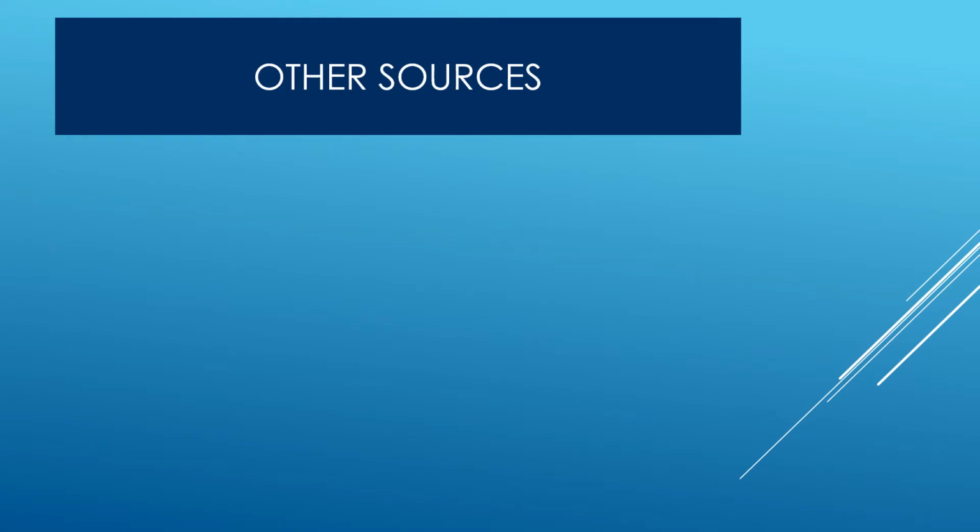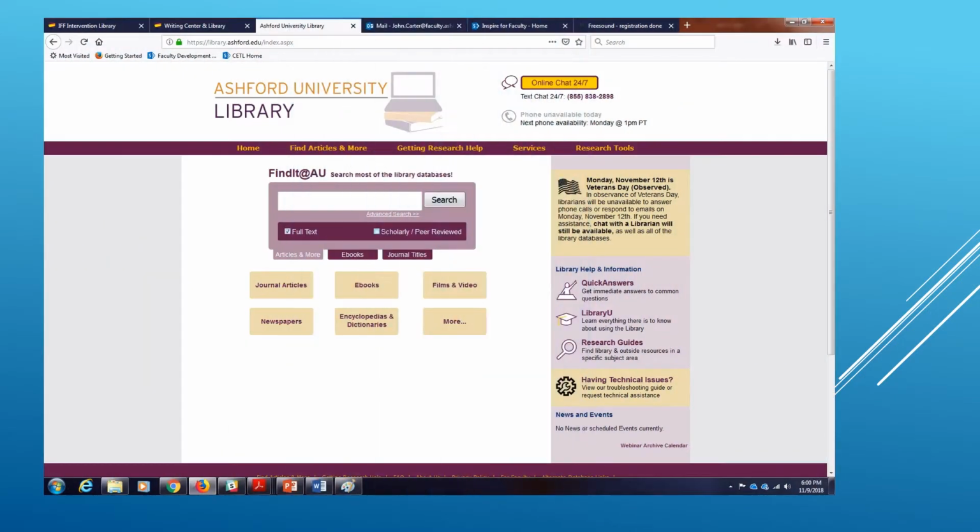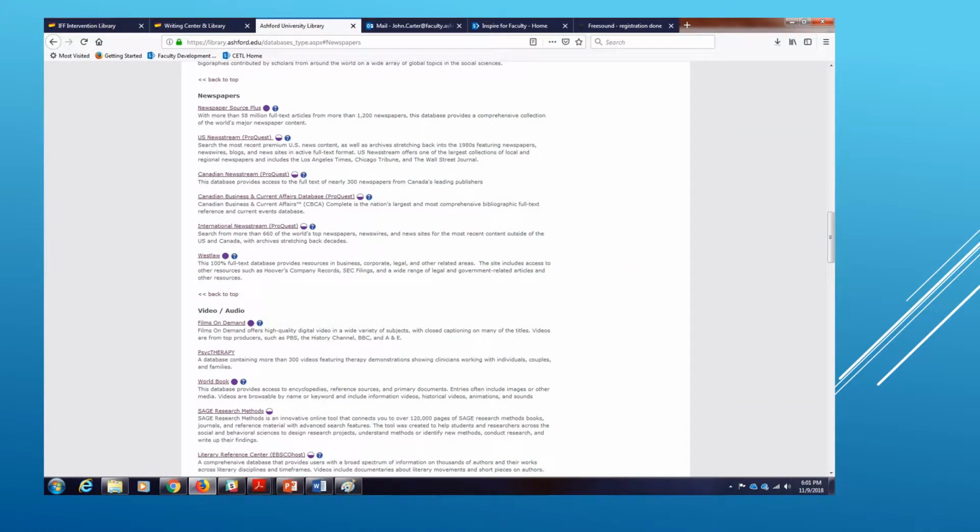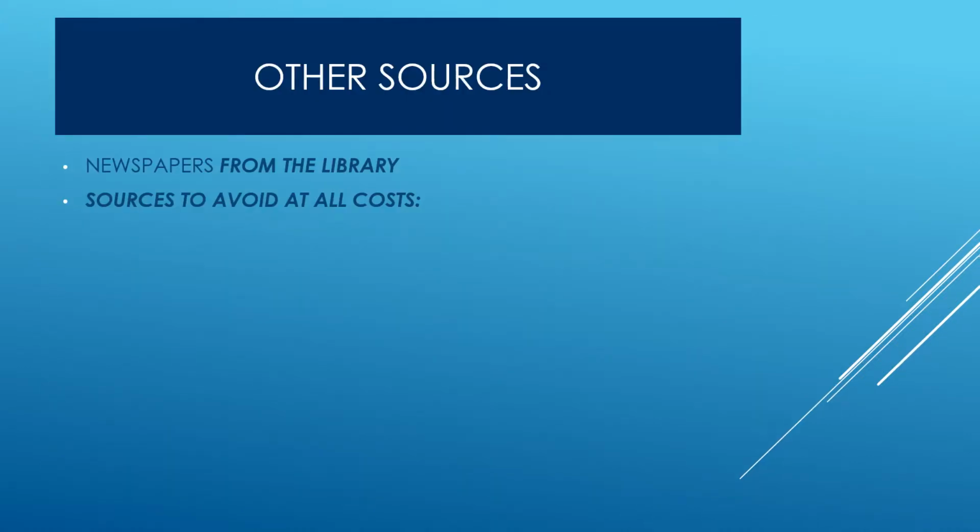All right, there's other sources you can use as well, specifically newspapers from the library. So let's take a look at what this looks like. Here is Ashford University's library's homepage, and down at the lower left you see the newspapers button there. You can click on that, and here you see the different newspaper databases that you have access to through the Ashford Library. And so these would be the places you would go for additional information to support your answer in the discussion questions.